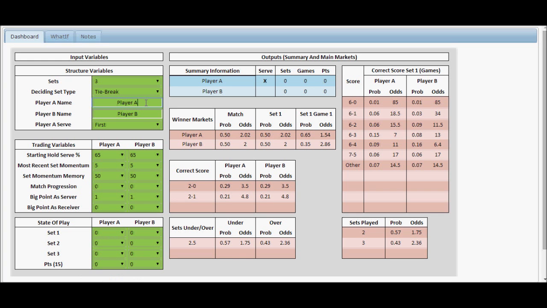Hi there and welcome to this user guide for the PriceYourOwnBets.com tennis model that's recently been added to the site. This particular model has three tabs. This first tab, dashboard, is where most of the work occurs.